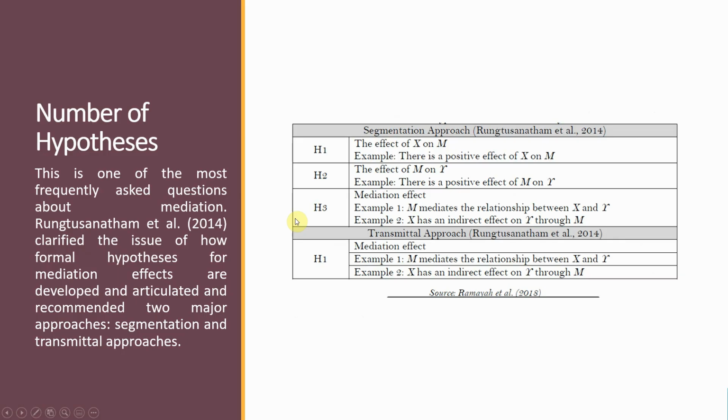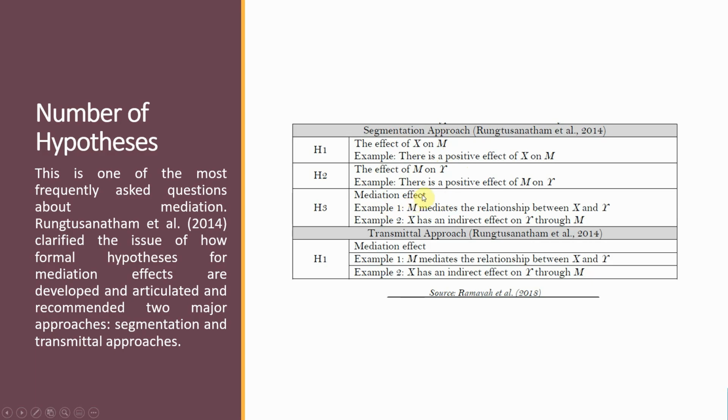Now, how many hypotheses one should propose when testing mediation? There are two approaches that one can use. One is segmentation approach and the other is transmittal approach. In segmentation approach, you can propose three hypotheses. The effect of X on M, that is your path A, the effect of M on Y, that is your path B, and then your indirect effect.